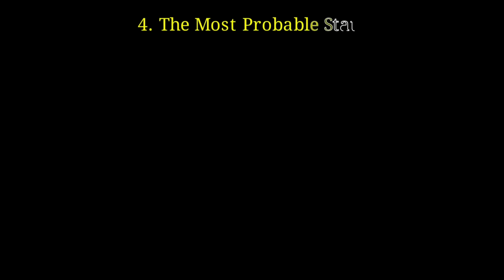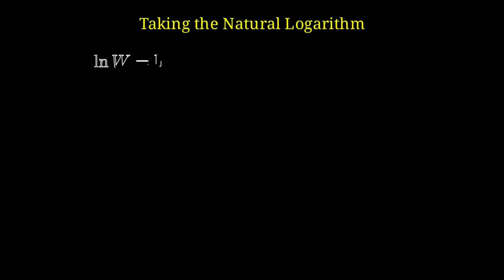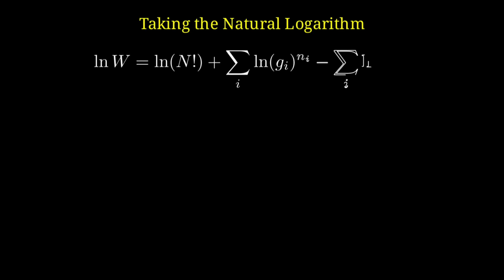The equilibrium state of a statistical system corresponds to the macrostate with the maximum probability. To find this, we need to maximize W. For mathematical convenience, we maximize the natural logarithm of W instead. Since logarithm is a monotonically increasing function, maximizing ln W is equivalent to maximizing W. Taking the natural logarithm of our expression for W, we get the following equations. We have used the properties of logarithms to separate the products into sums.